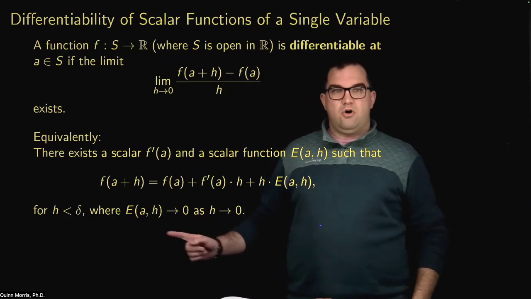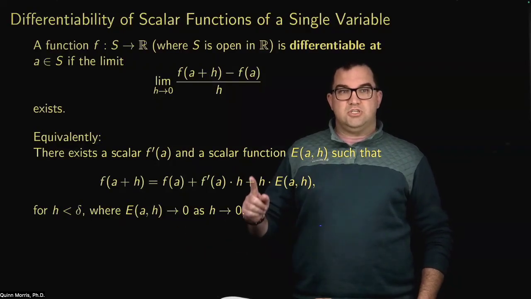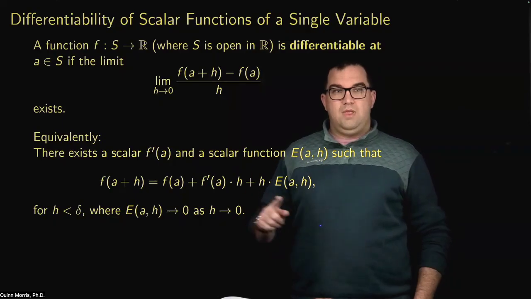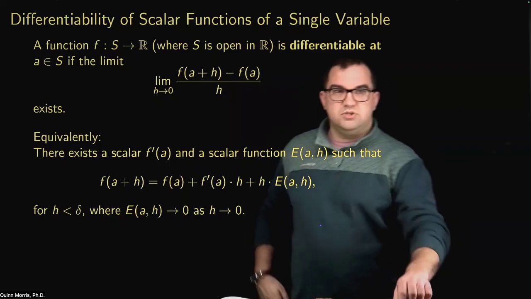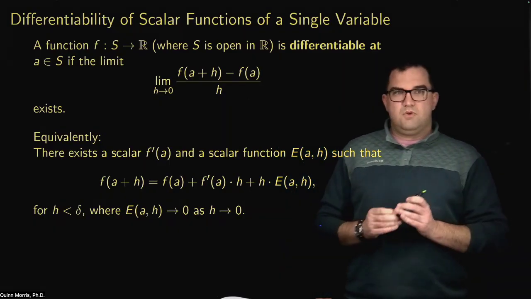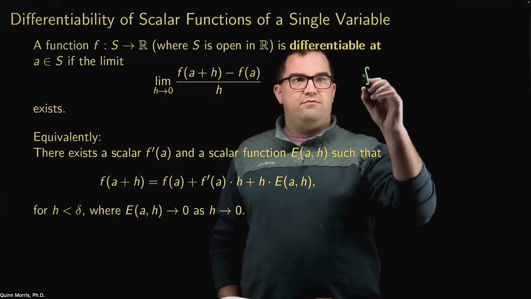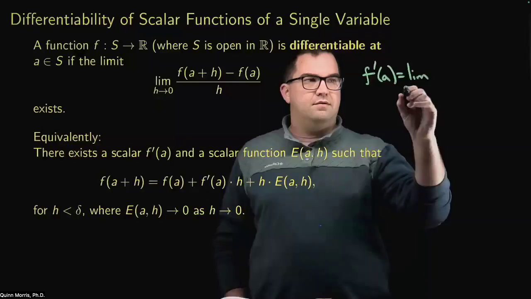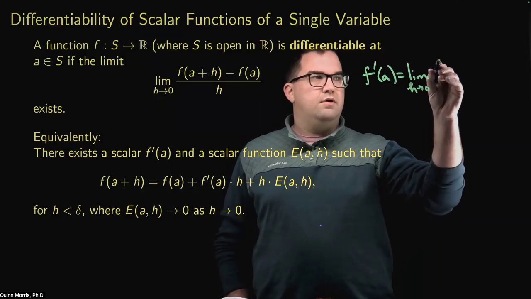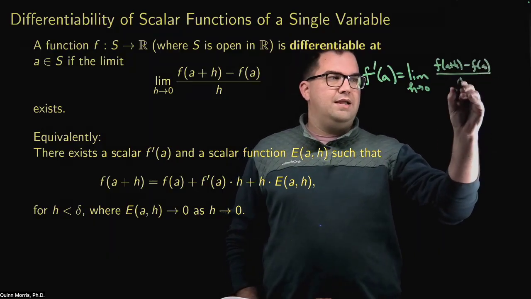And then what we specify here are just some properties of this error term. Namely, of course, H is going to 0. But if you take this whole error term and ignore the H, this piece is still going to 0 as H goes to 0. To see where this is coming from, you can come back here and imagine that f prime of A would be defined as the limit as H goes to 0 of f of A plus H minus f of A all over H.